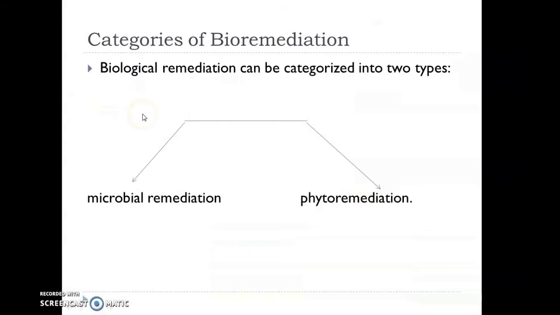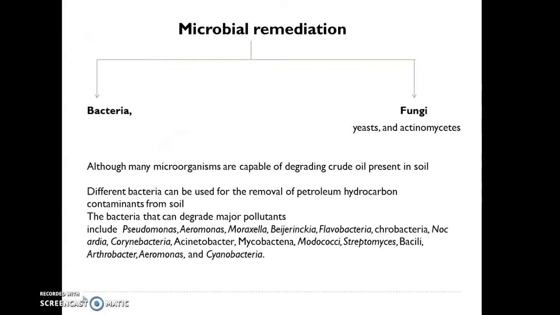Coming to categories of bioremediation, biological remediation can be categorized into two types, that is microbial remediation and phytoremediation. In the present session, we will look into microbial remediation. Phytoremediation we will see in the next section. The microbes used in the bioremediation process may be bacteria or fungi. Although many microorganisms are capable of degrading crude oil present in soil.